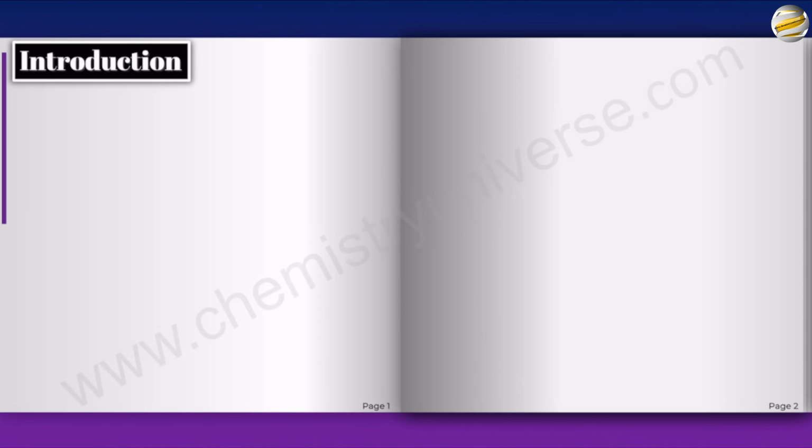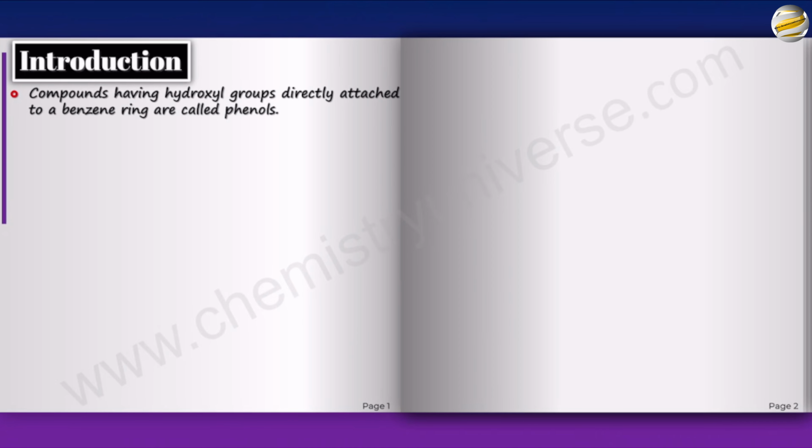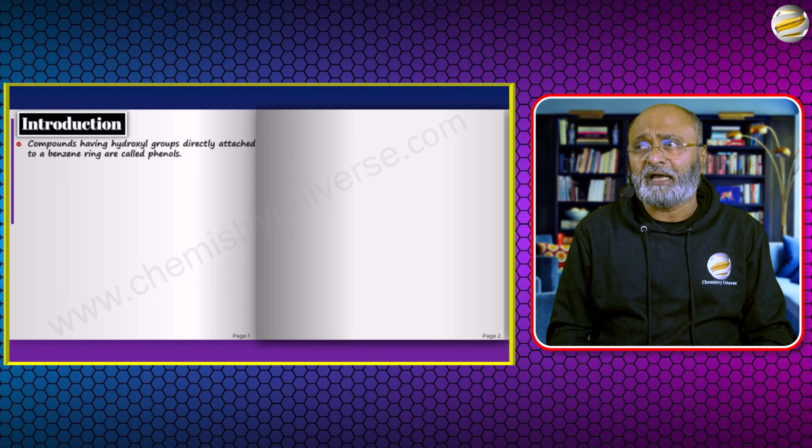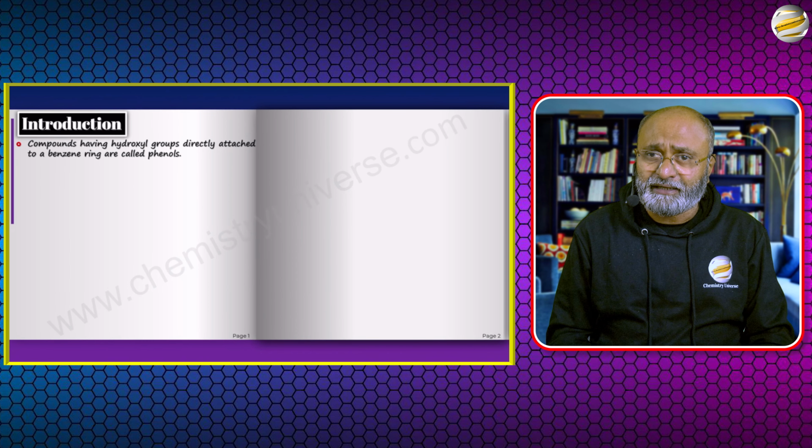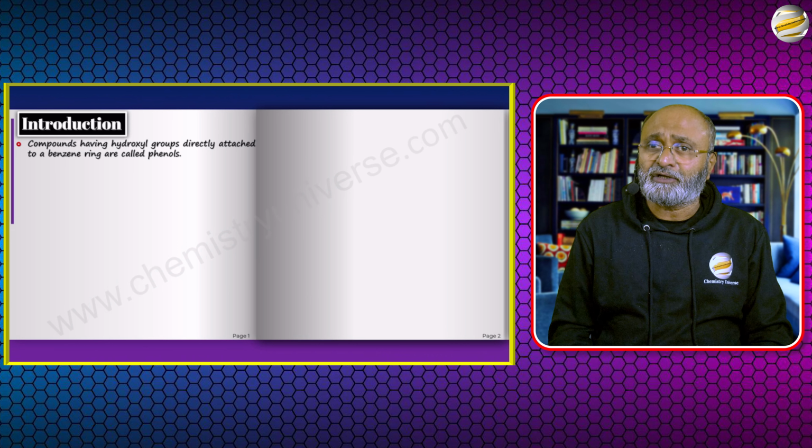Let's understand what phenols are, because phenols and alcohols seem very similar. Both have OH groups. The compounds having hydroxyl groups directly attached to a benzene ring are called phenols. So if you have a benzene ring and an OH directly attached to it, it's not an alcohol, it's a phenol.